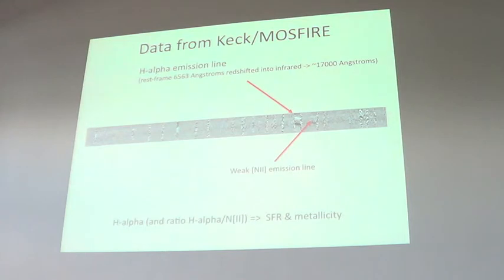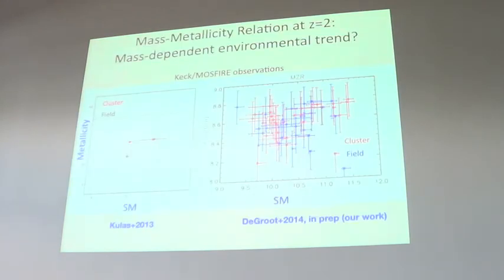This is some data from MOSFIRE on Keck. This is emission line galaxies. Here you see H alpha. Here you see weak N2. And we can use the H alpha and the N2 to measure both star formation rates and metallicity. So now we can get a handle on this relation at redshift 2 or so.